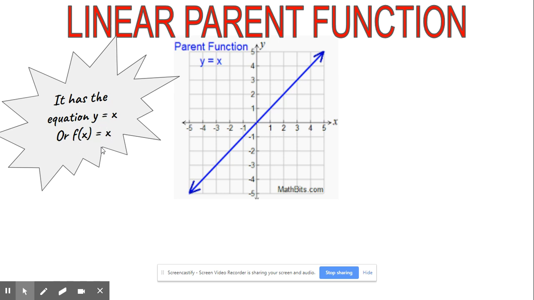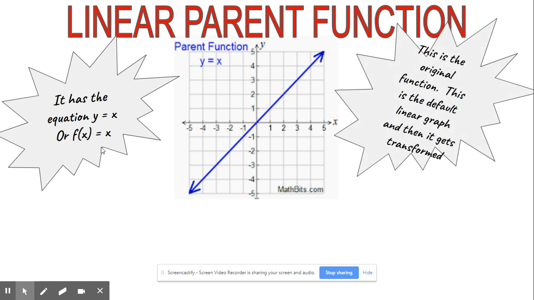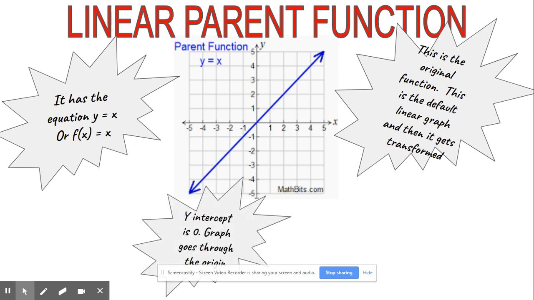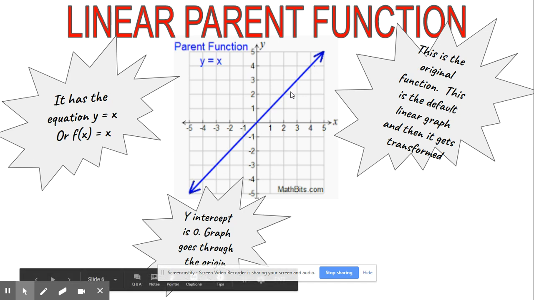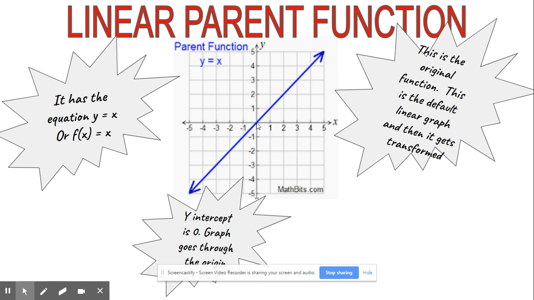Remember, this is the new piece. It is the original function. It's the OG of linear functions. This is the default graph, and then it gets transformed. That's when you start adding a y-intercept and a slope that's different than 1. So the y-intercept is 0, and you can see this. It starts at the origin, and then it comes up 1 over 1, up 1 over 1. So in this case, you would have y equals x plus 0, but you don't see the plus 0.